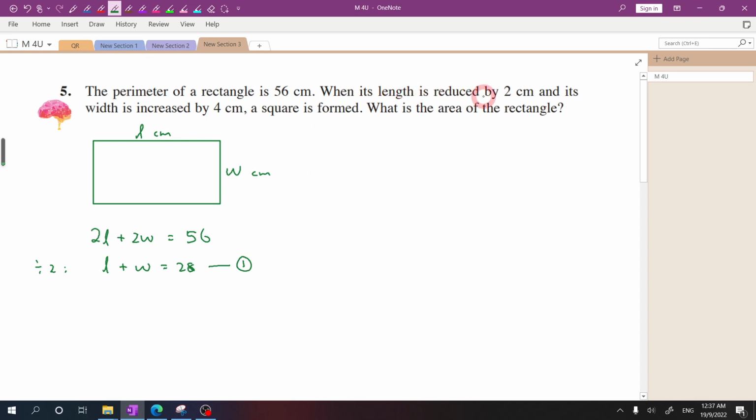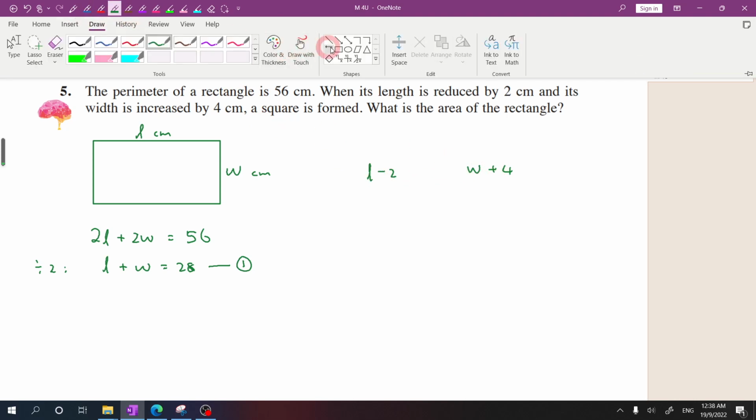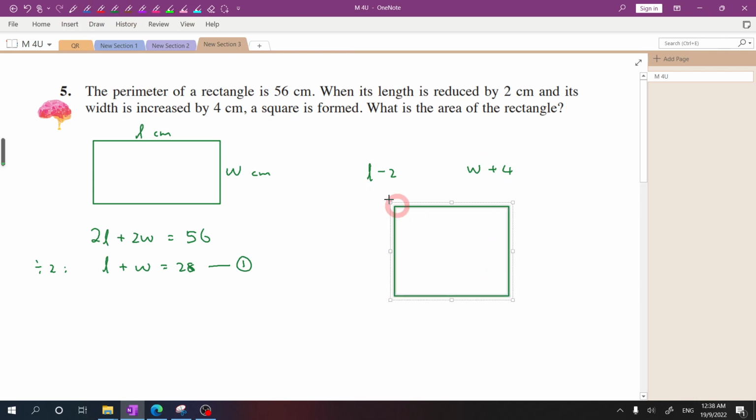When its length is reduced by 2, that means L minus 2. And its width increased by 4, that means W plus 4. After doing these two things, a square is formed. So this is L minus 2, this is W plus 4. Since this is a square, right? So we know that all the side length will be the same. So from here, we know that L minus 2 is actually equal to W plus 4.